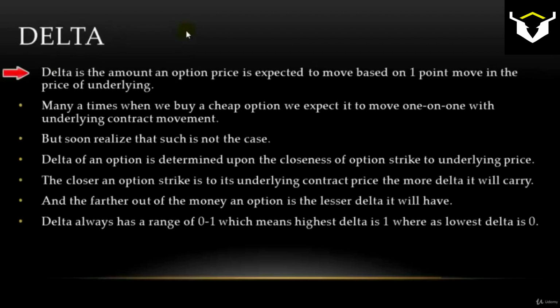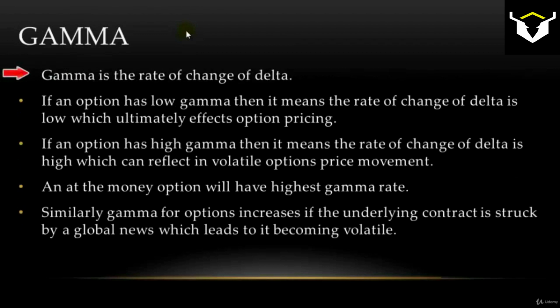Delta is the amount an option price is expected to move based on a 1 point move in the underlying. Then we have gamma. Gamma is the rate of change of delta. Gamma is a derivative of delta. It determines the speed of change of delta, the speed of delta basically.